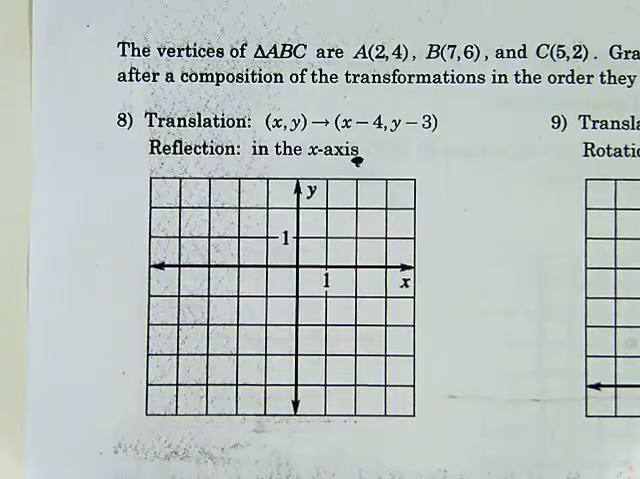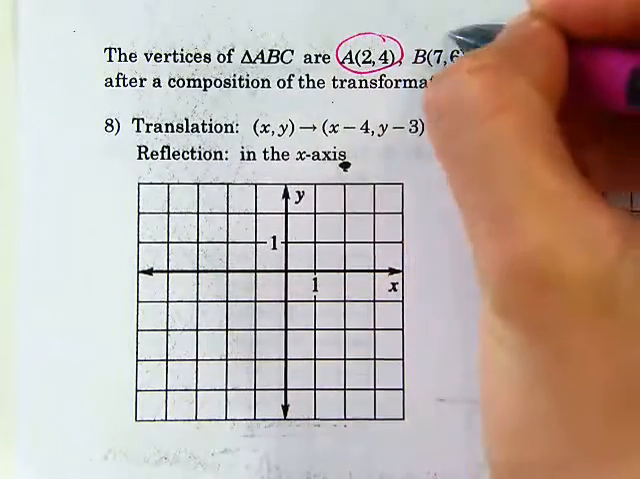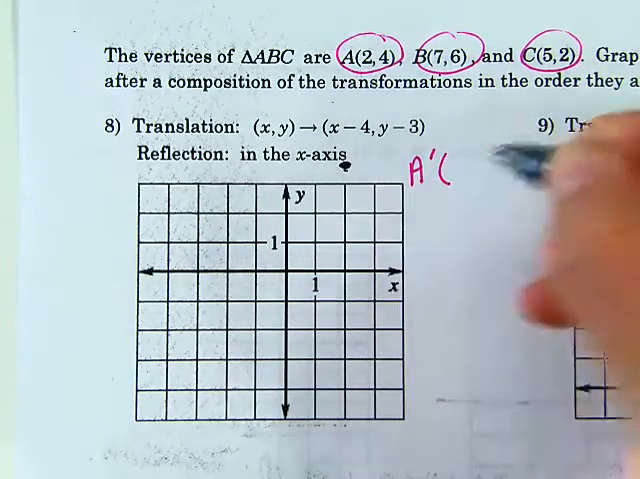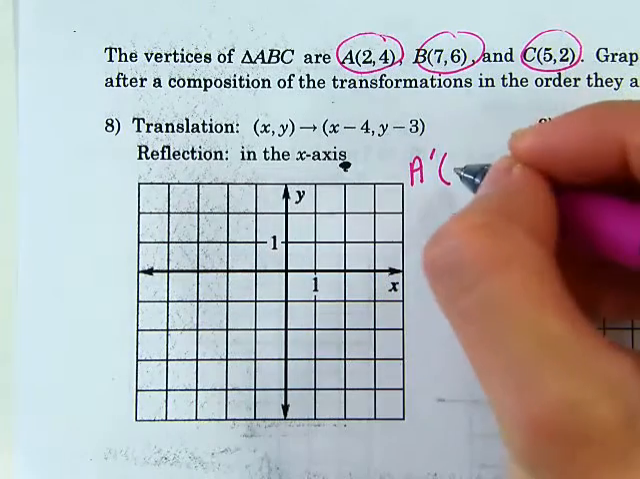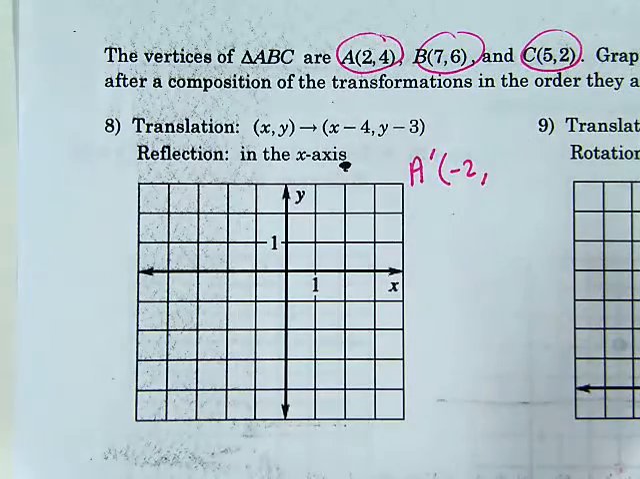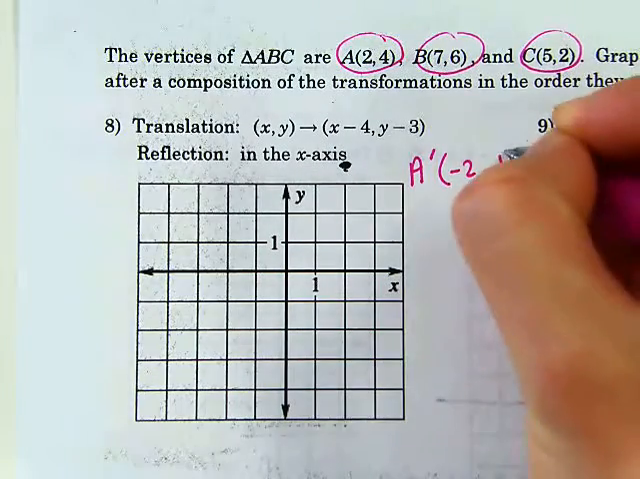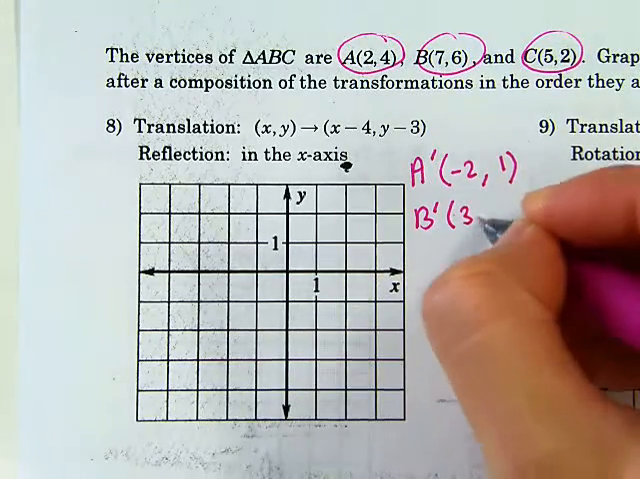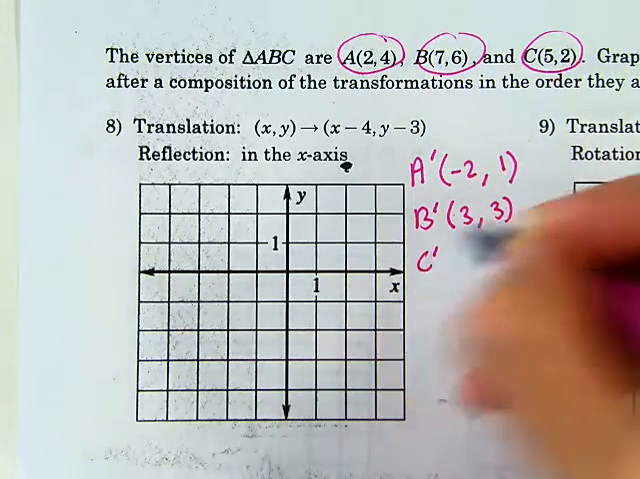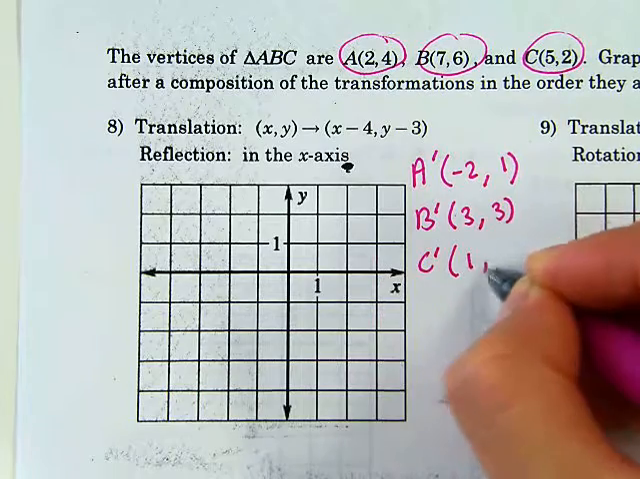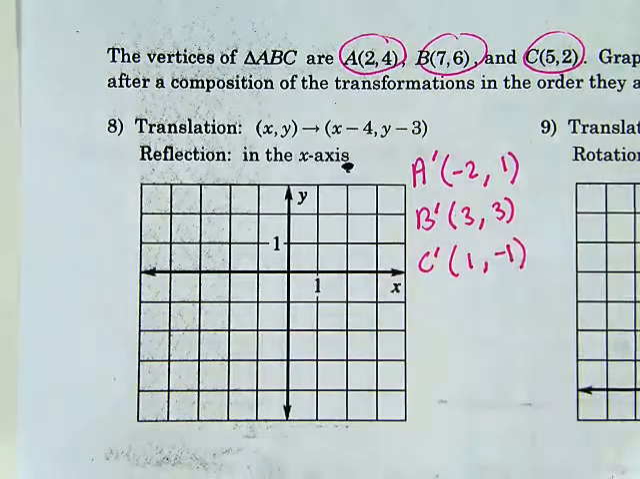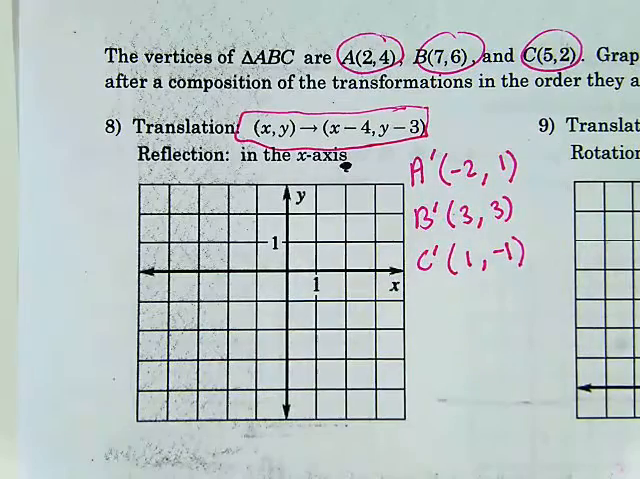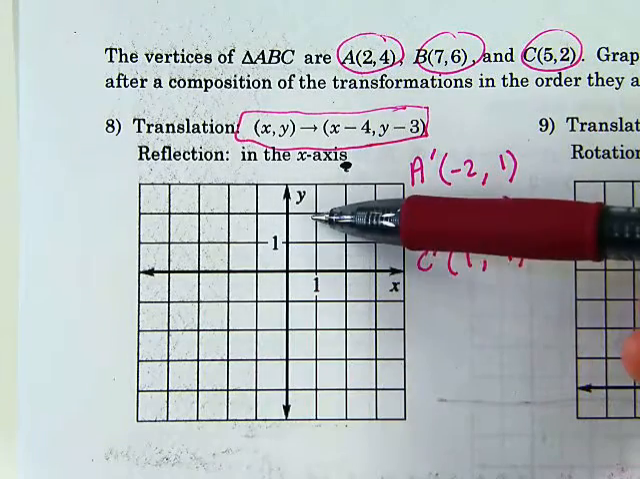Graphing it originally. So if we take these coordinates, A, B, and C, our A prime, if we subtract 4 from 2, we're going to get -2, comma, 4 minus 3 or 1. We can get our B prime, which is going to be 3, 3, and C prime, which is going to be 1, -1.